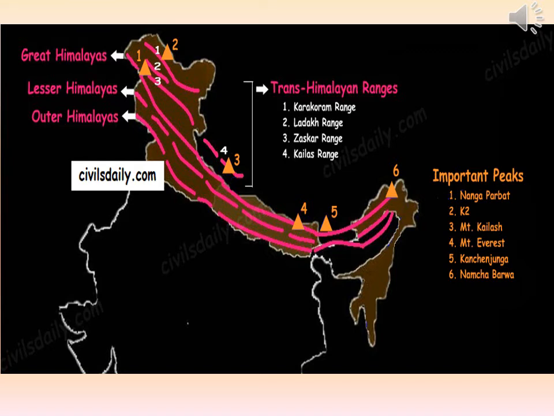Now if you move to the right, you'll see this dull yellow color. Important peaks of Himalaya. We have already learned that the shape of the Himalayan mountain is in arc shape. So if you start from the top to the bottom, you will see the triangles there. So these triangles are the important peaks of the Himalayas. First is Nanga Parbat, second is K2, third Mount Kailash, fourth Mount Everest, fifth Kanchenjunga, and sixth Namcha Barwa.